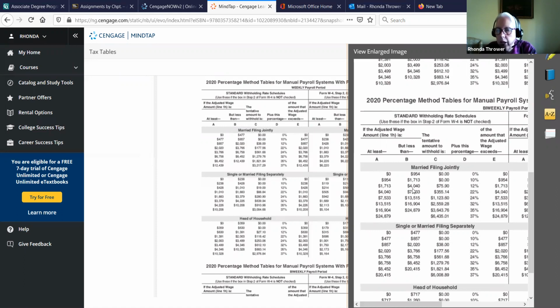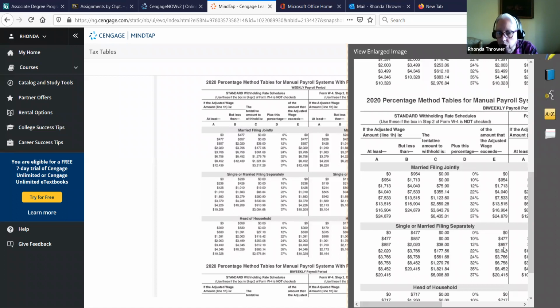Oops, I'm on the wrong table, aren't I? Look, I'm on the married filing jointly. So I need to go to my single table, look up the amount of the wages, which is $1,200. It falls between $857 and $2,020. So this is going to be the amount of tentative tax. I'm going to skip over to 12%, which is my tax percentage category that this employee is in.